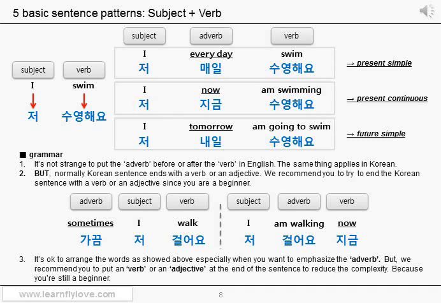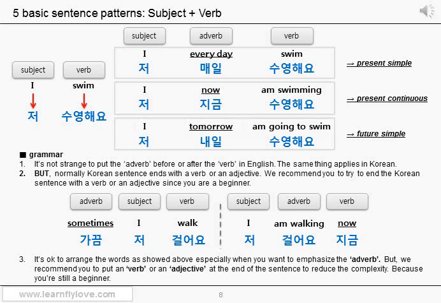I, 저, now, 지금, am swimming. 수영해요. 저 지금 수영해요. We use the same present simple form with the honorific suffix 요, 수영해요 for the English am swimming, which is in the present continuous tense. Got it? Yes, we're gonna learn the actual present continuous tense form as well later in this lesson, so don't worry about it. Let's see the next English sentence.